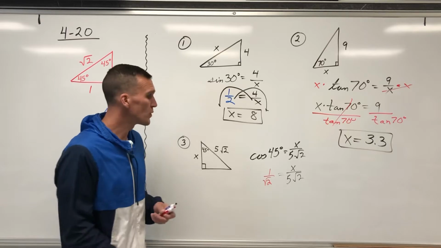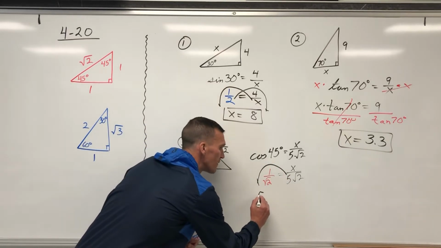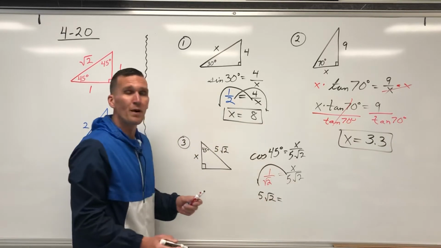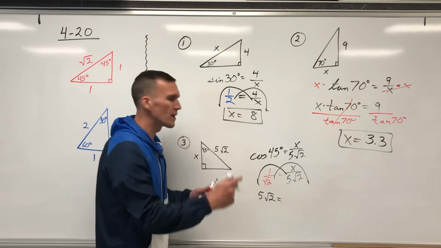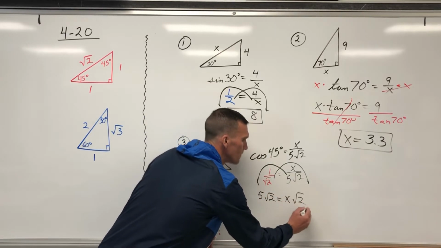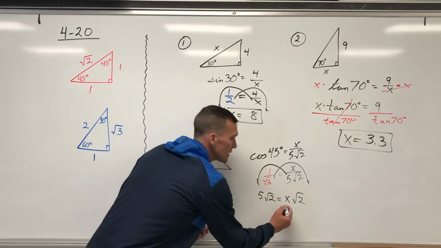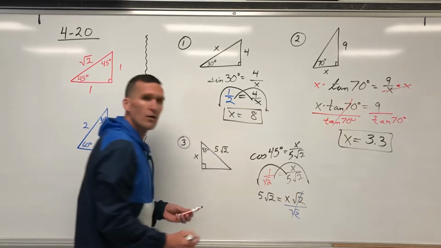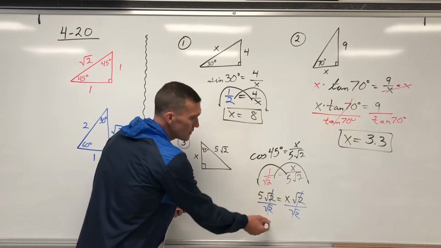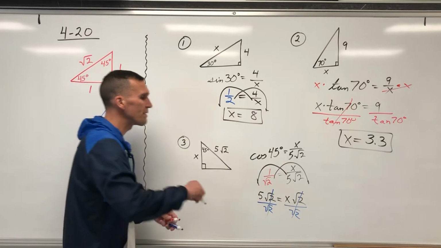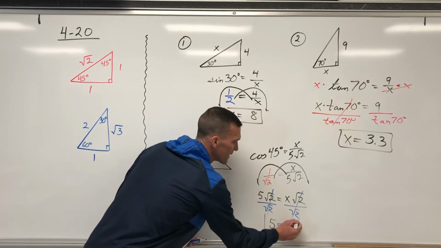Now, we'll cross multiply. Again, bottom right times top left. 5 rad 2 times 1 is 5 rad 2, is equal to bottom left times top right. Rad 2 times x, any radical we put at the end, so we call it x rad 2. And then to get x by itself, you'll divide by the radical. So divide by rad 2, they cross off. Divide by rad 2, and on the left side, they also cross off or simplify. So we have 5 is equal to x as our final answer.